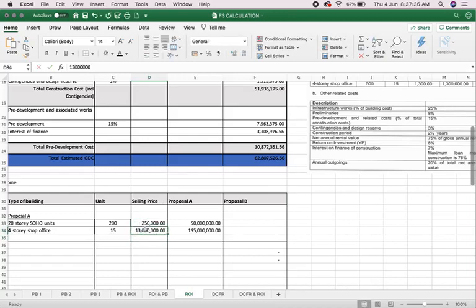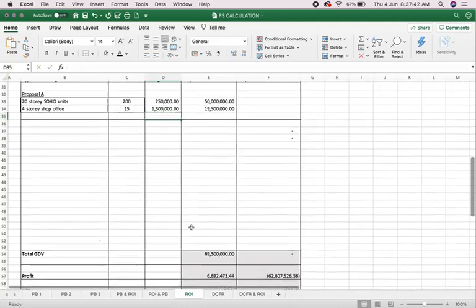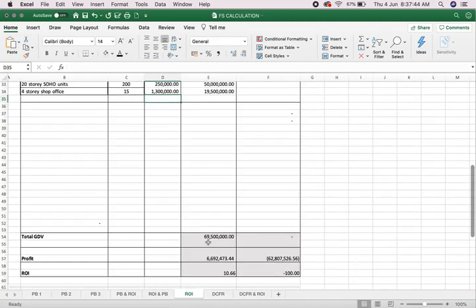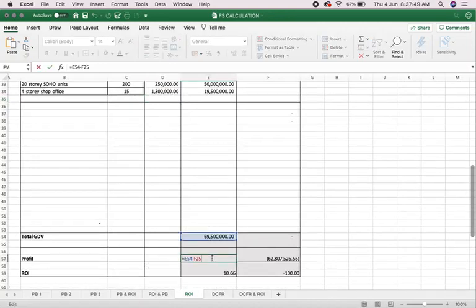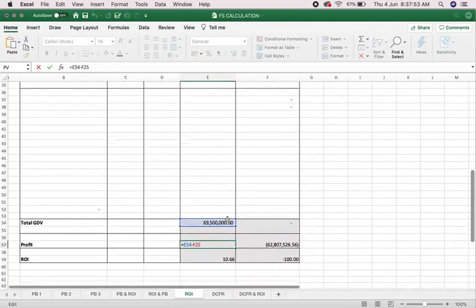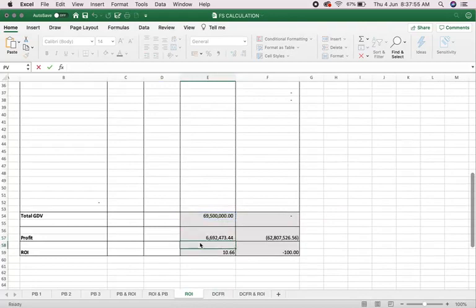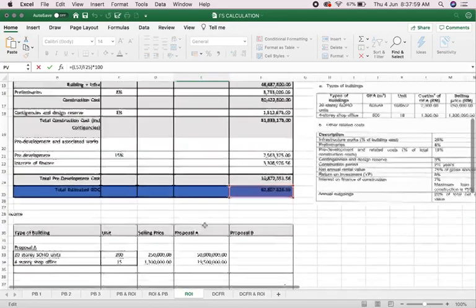So 1.3 million times 50, so you will get this. So just total sum up, you will get 69. Then the profit is as usual: GDV minus GDC, you will get the profit. Then percentage ROI is profit over GDC.